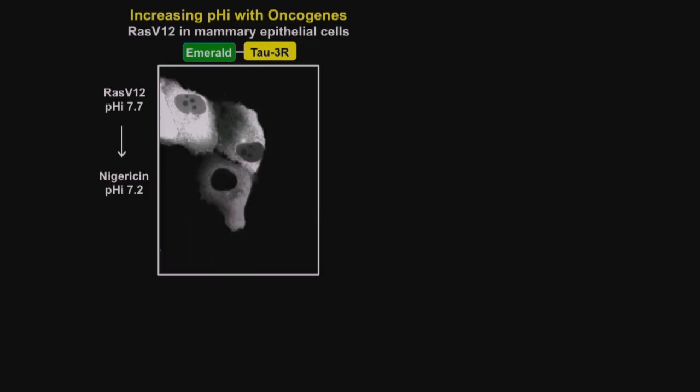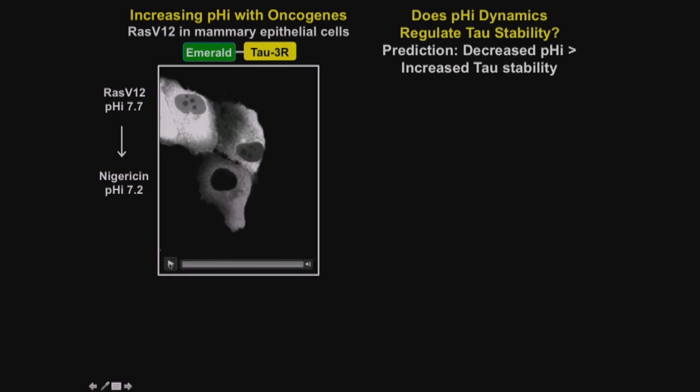So this kind of links it to cancer, because we know that one of the ways we can increase pH is to express an oncogene. So what happens when we have cells expressing tau as well as an oncogene? And you'll see this. Tau is very cytosolic. We use nigericin, which is a protonophore, to neutralize pH and bring it down to 7.2. And you'll see, if it would play, that tau is going to completely go back onto microtubules immediately.